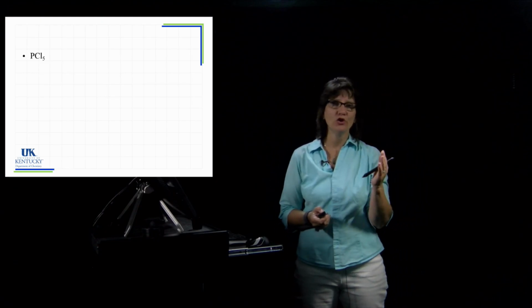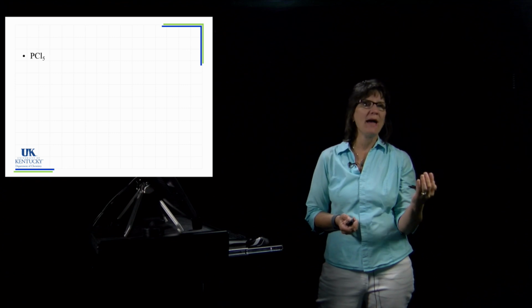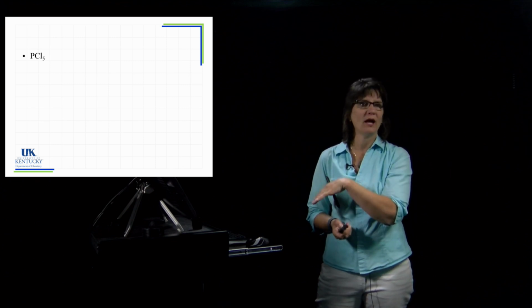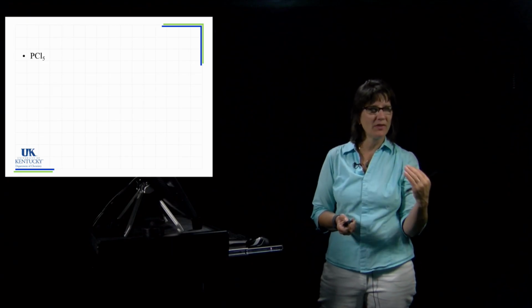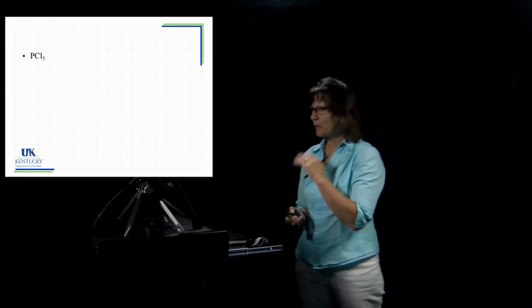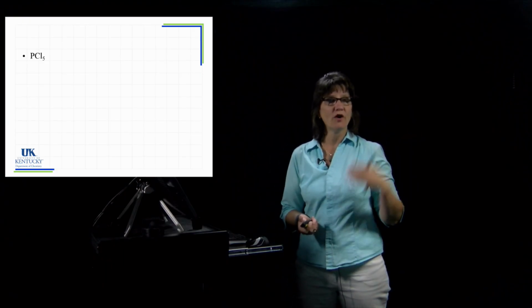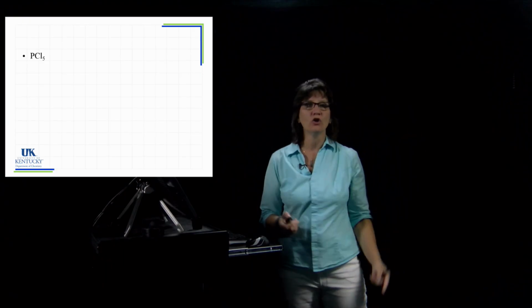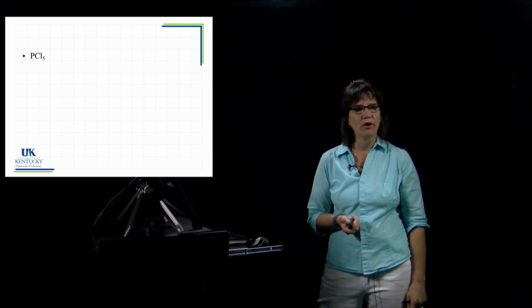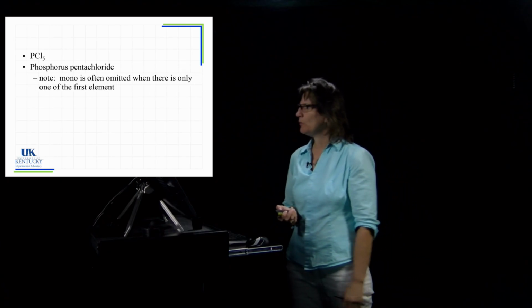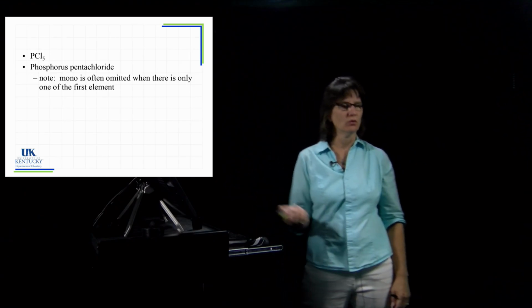I told you the good news was the rules are a lot easier. The bad news is people want to use the ionic rules all the time because they learn them first, regardless of what they are. So you have to stop and think, which rules do I use? Okay, so how would we name this? Well, the first element is called phosphorus. The second element is called chlorine, but we give it an IDE ending. But how many of them are there? There are 5 of them. So here would be the name, phosphorus pentachloride.